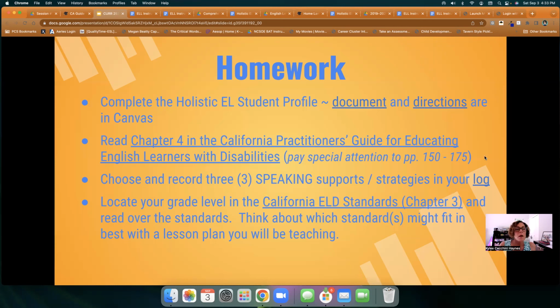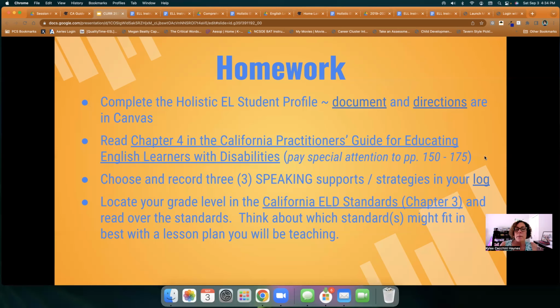All right. Your homework is also to choose and record 3 speaking supports, 3 oral supports. Am I going to check it next time? No, but so that you don't procrastinate and end up with a whole lot to do right before the log is due, put 3 in there from tonight, or a combination of what you've done before that helps support students' oral language.